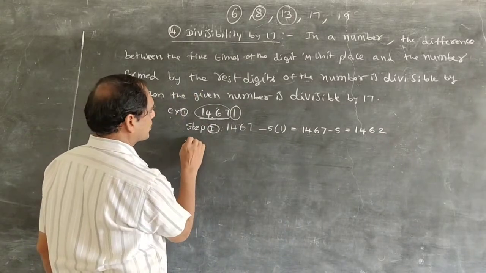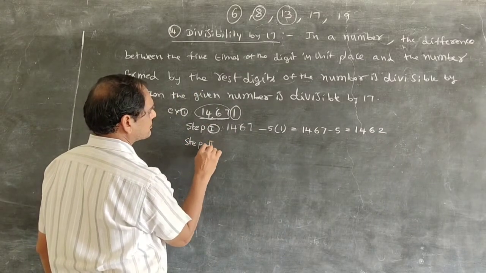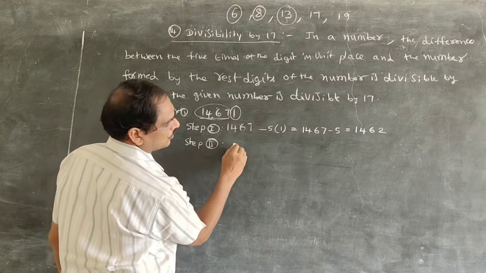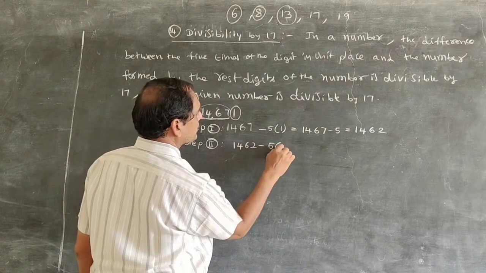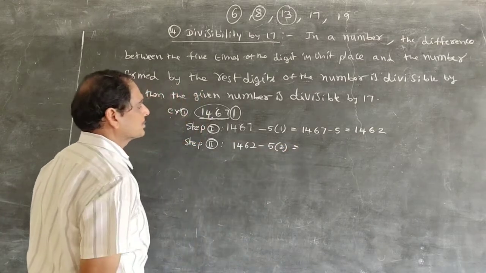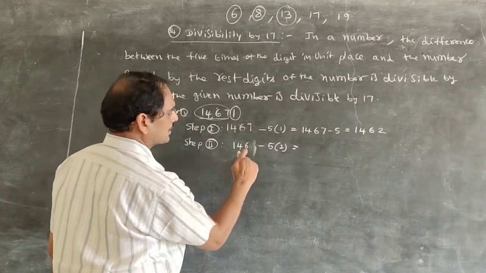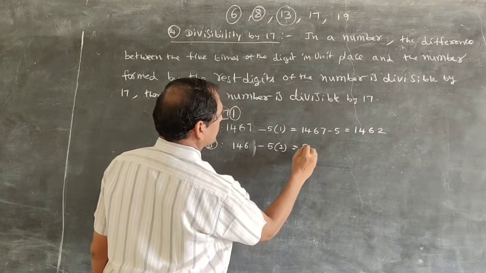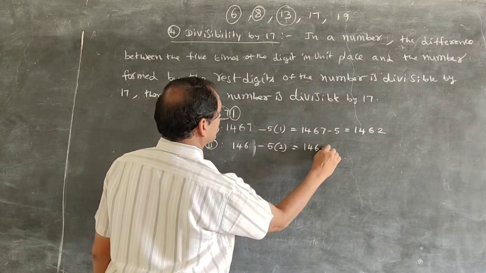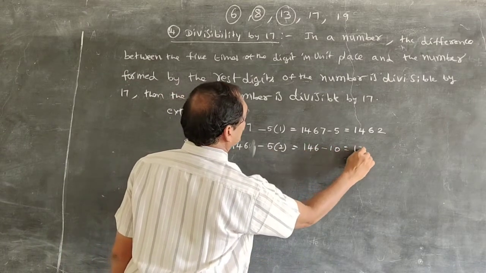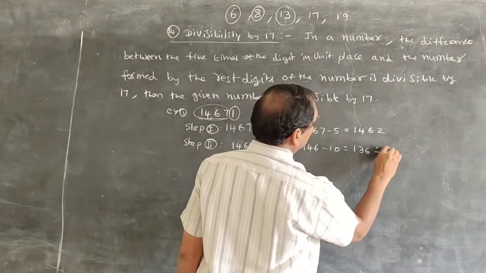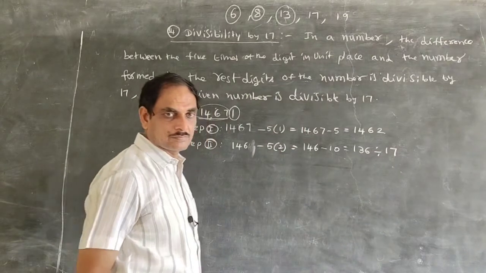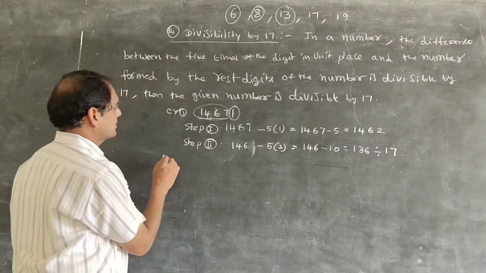Next again we go to step 2. 1462: 146 minus 5 into 2. That is 146 minus 10. That is equal to 136. So here 136 is divisible by 17. So next, example 2.